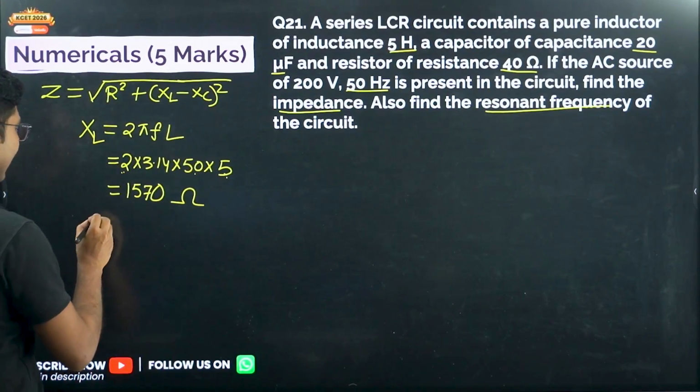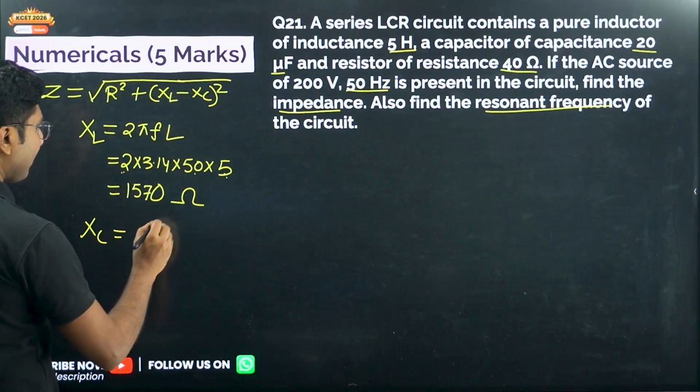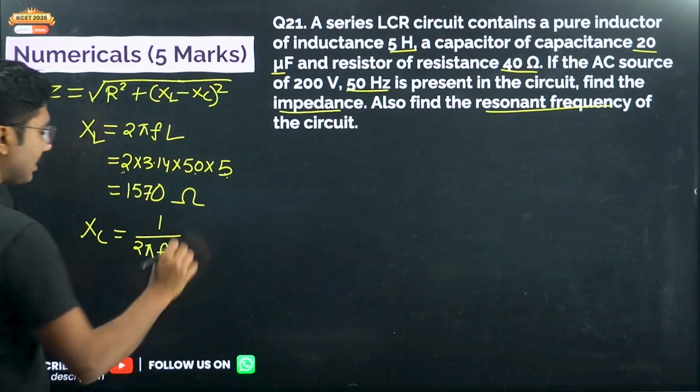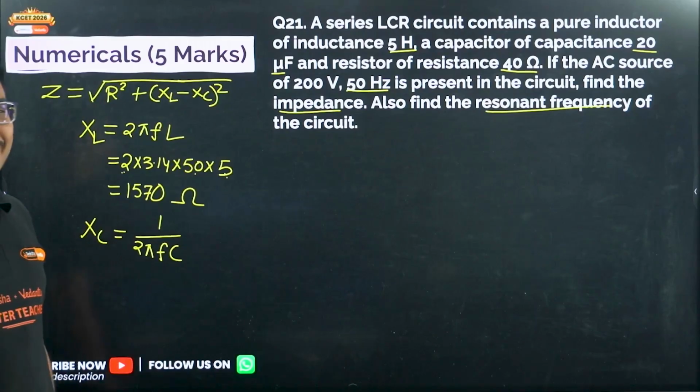What is the value of XC? XC value is given by 1 by 2 pi F into C. This is called capacitive reactance.